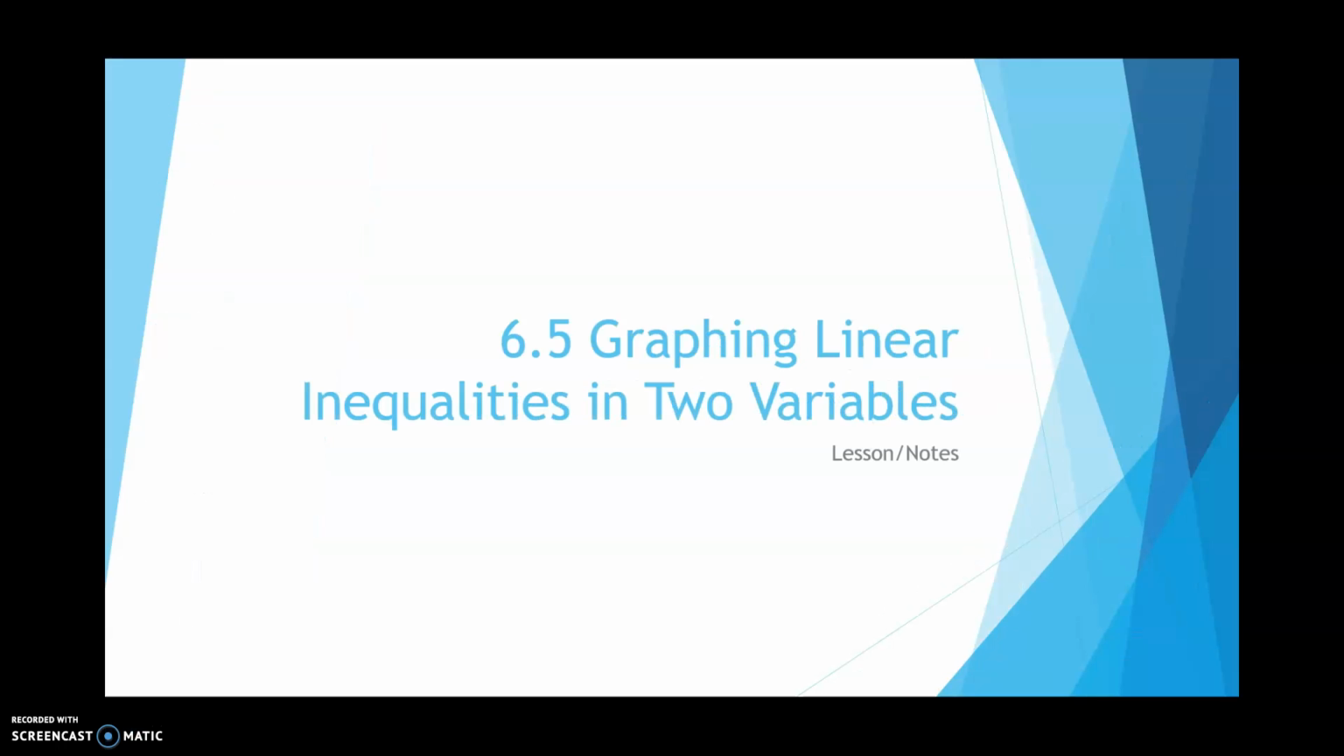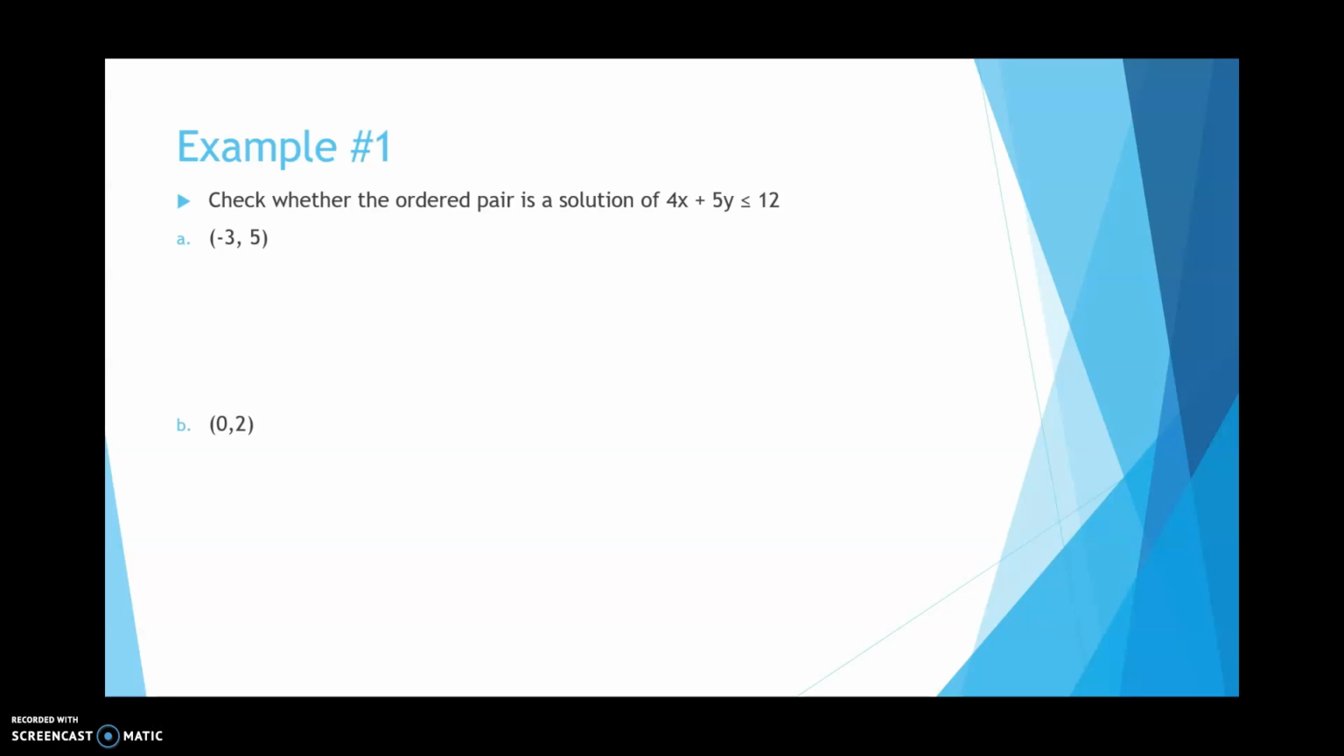Hi students, this section is graphing linear inequalities with two variables. One thing you're going to see in this section is they're going to give you a standard form inequality. For example, here you have that 4x plus 5y is less than or equal to 12. And they're going to give you ordered pairs. For example, A here you have -3, 5. They want you to substitute that -3, 5 into the inequality to see if it's true or not.